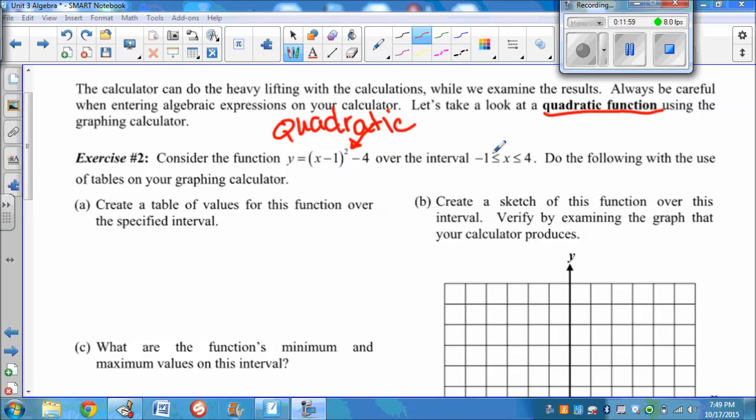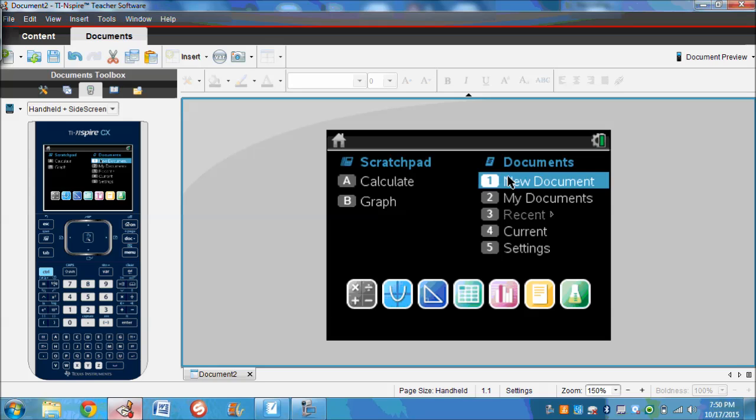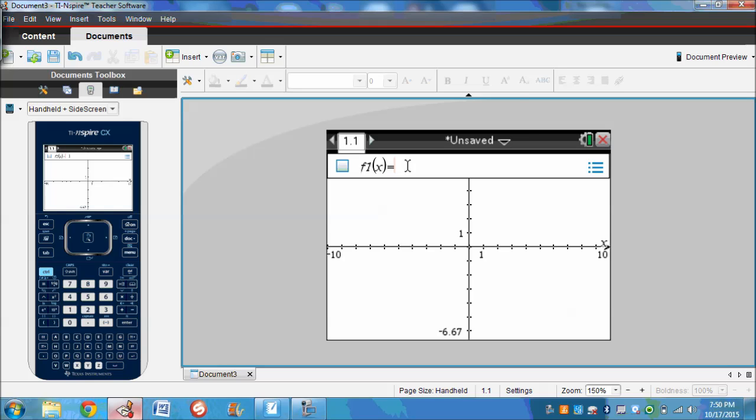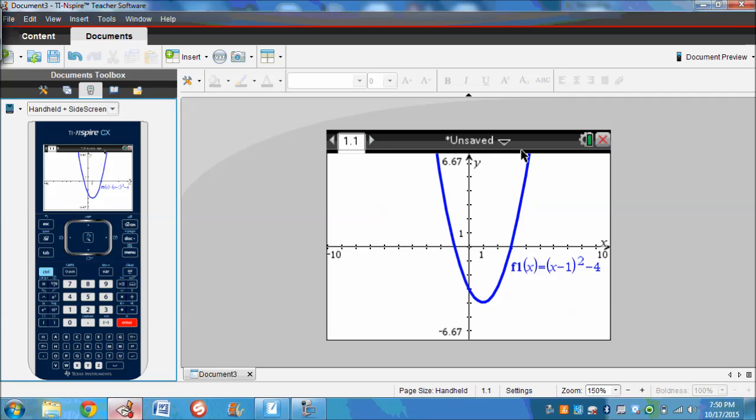Okay, this quadratic function gives us an interval. So again, it's got that specified domain, so we aren't going to put any arrows on this. They just want to see from -1 to 4. It says, do the following with the use of tables on your calculator. So let's go home and a new document, and don't save it, and open up another graph. We're going to type it in exactly the way we see it, with parentheses and all, and hit enter. Okay, so we've got a parabola.